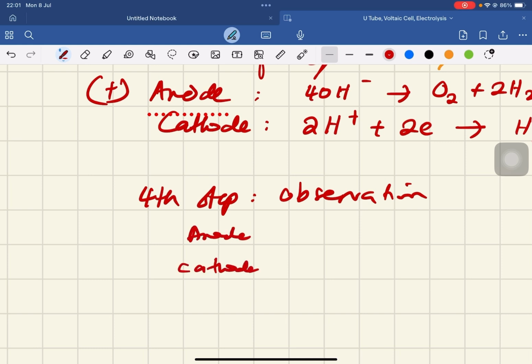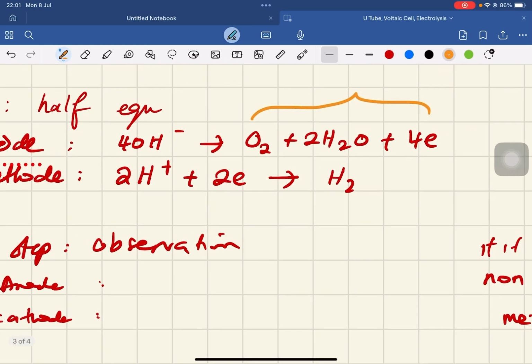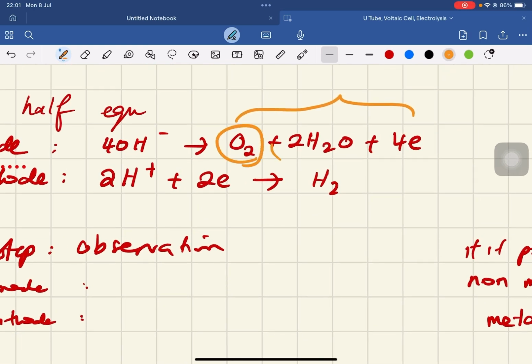Alright, now, okay, you see, between O2, 2H2O and 4e, kita nak ambil yang mana? Obviously we're going to take O2 lah. H2O is just water kan. That's not really observation, betul tak? So we're going to tengok balik our oxygen.